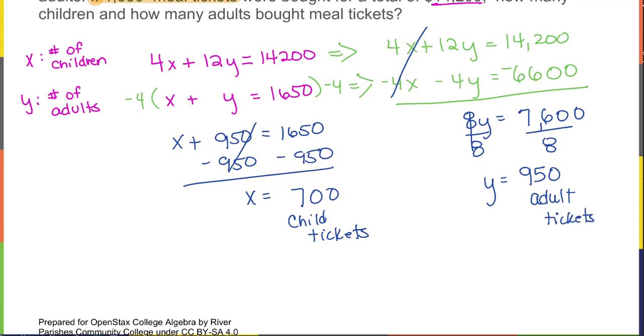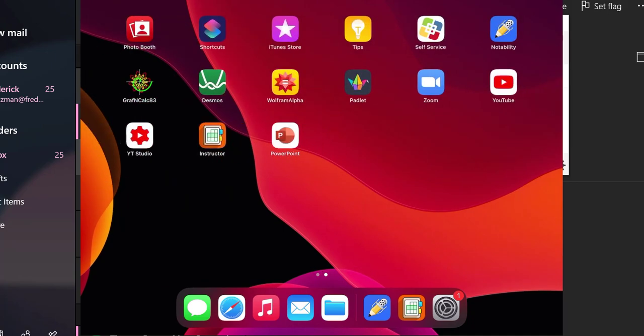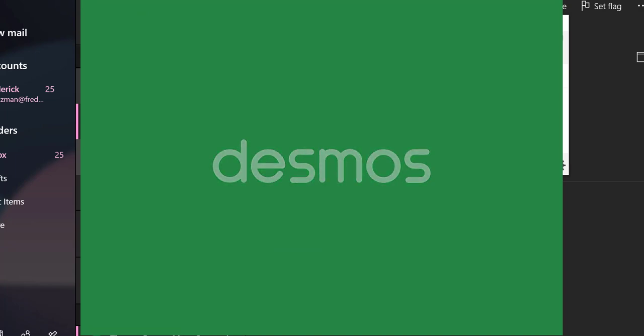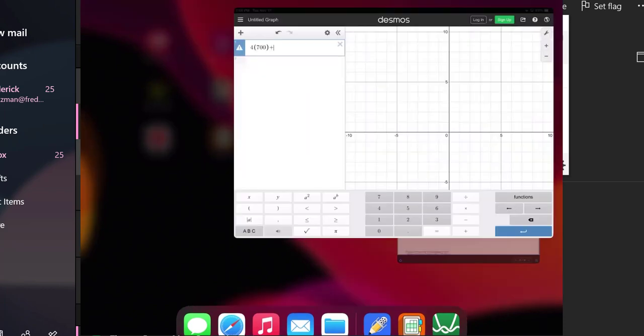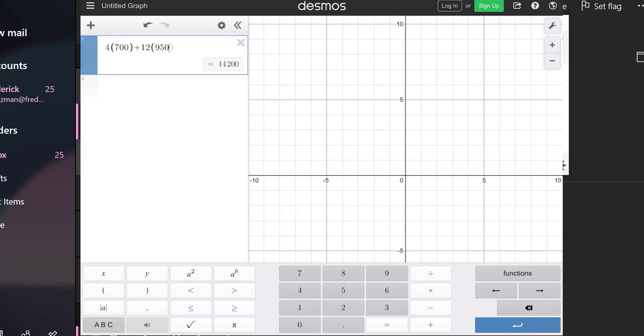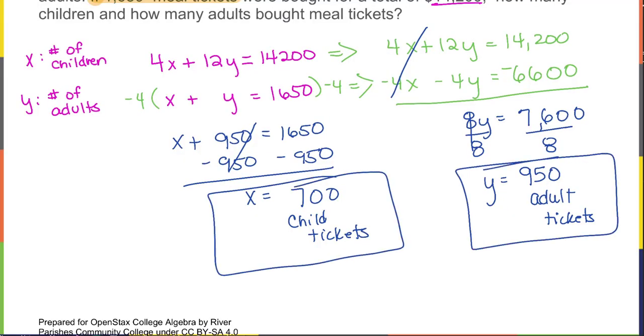And you can double check and make sure that this works out. So 4 times x and 12 times y should be 14,200. So I have 4 times, what do we get for x? 700, plus the adult tickets were $12, and we said there were 950 of them. And look, we do get 14,200. If we add 700 plus 950, we do get 1,650. So it does work out. So these are our answers.